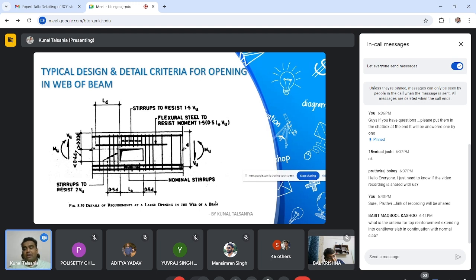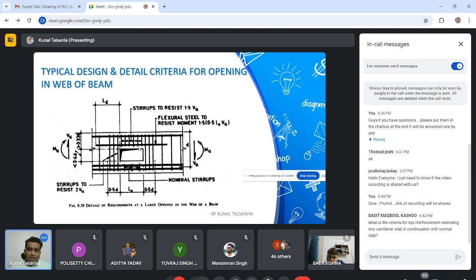So at which location do we have to allow them? Suppose any cutout is required in the beam web area, what has the code suggested? The code has suggested that if any client or MEP consultant needs a cutout in the web area of the beam, we can allow it, but we have to tell them to keep this face greater than 0.33d. What is 0.33d? Small d is the effective depth of this beam, meaning total depth minus cover. Then the face of this cutout will start at 0.33d.